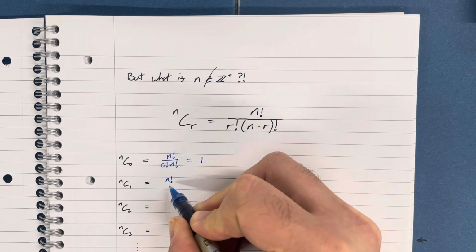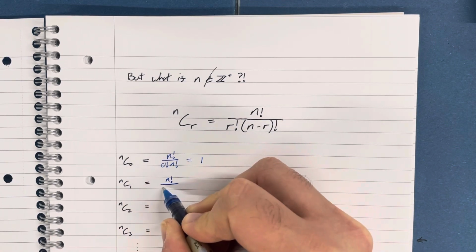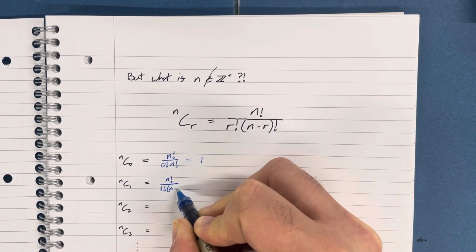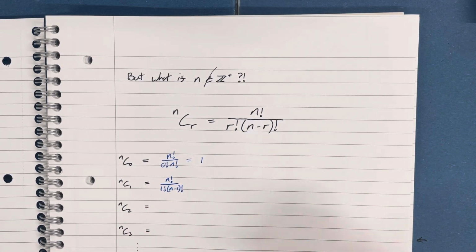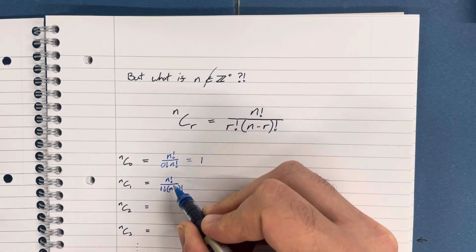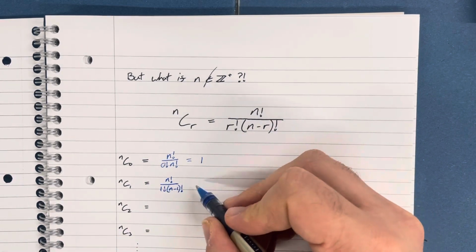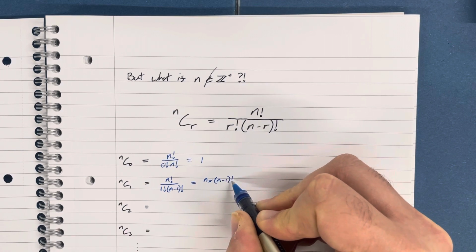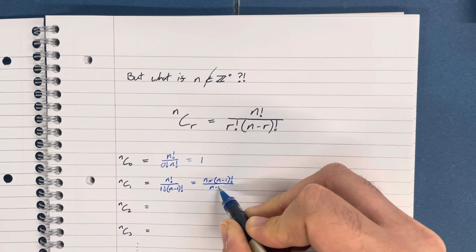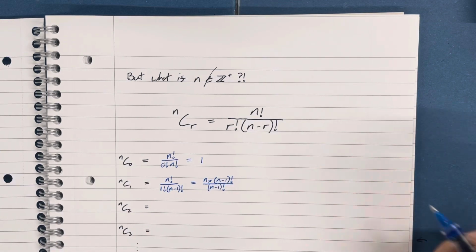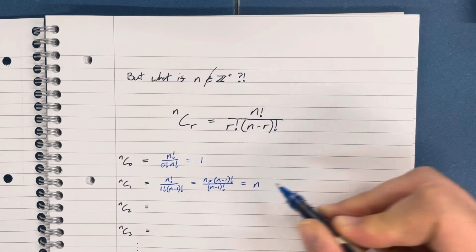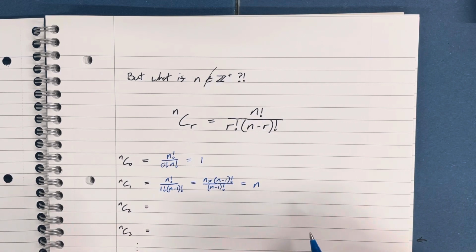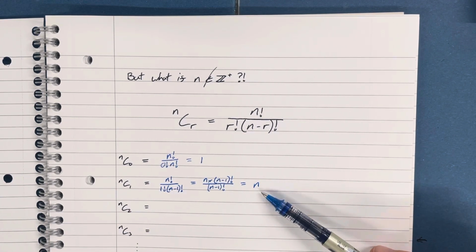If we do n factorial divided by, now it's nC1, so it's going to be 1 factorial times n minus 1 factorial. But n factorial is n times n minus 1 times n minus 2 times n minus 3 and so on. So actually the top is just n times n minus 1 factorial, and the bottom is n minus 1 factorial times 1, and we can see the n minus 1 factorials cancel, and we're left with n, which is why the second element in all of the Pascal's triangle rows are just the set of natural numbers. It's just equal to n.